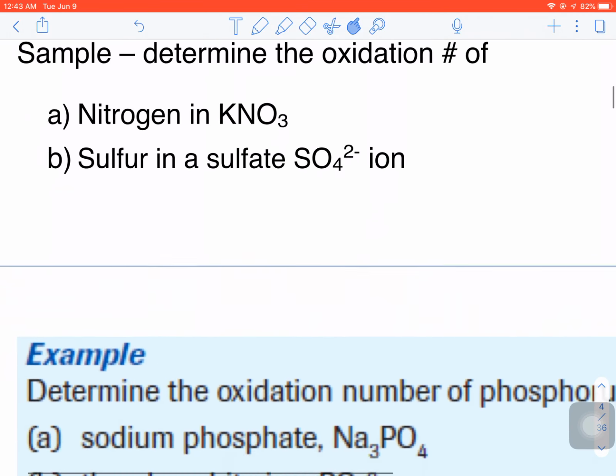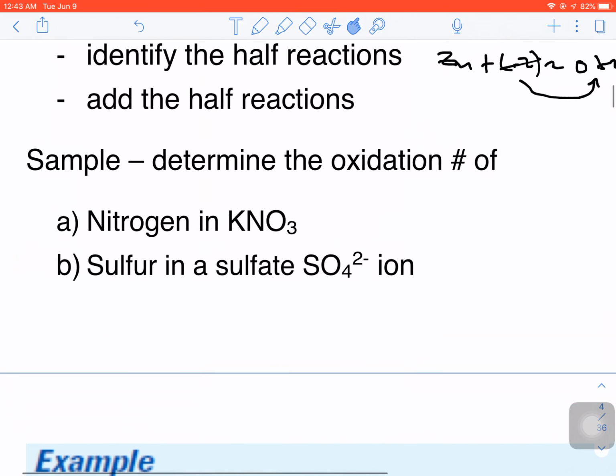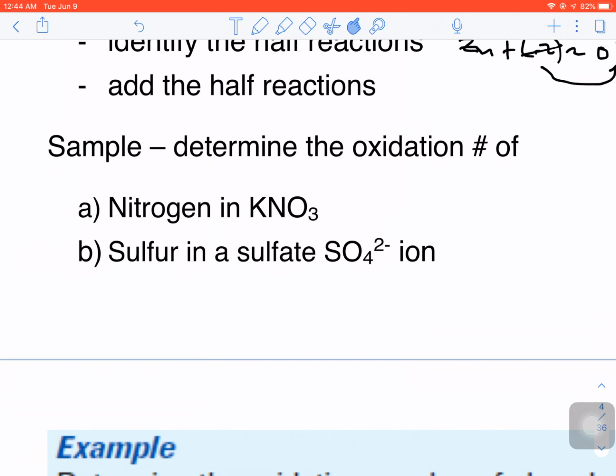We're not going to look at half reactions yet. We're just going to look at oxidation numbers. So it says determine the oxidation numbers of nitrogen. I'm going to do all 3 here. So I've got KNO3. I see two elements there that I know automatically what their oxidation number is. Oxygen's always -2, and potassium is a group 1 element, and we already saw up in the rules that the group 1 elements are always +1.